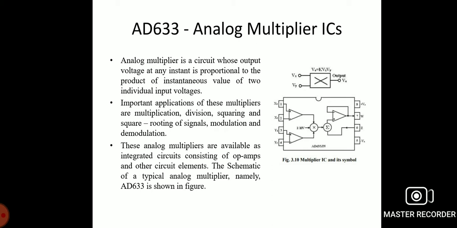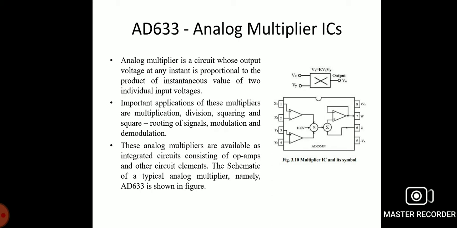Now we can see the operation of AD633. Here is the schematic representation of the analog multiplier. The output V0 is the product of the two inputs Vx and Vy, divided by a reference voltage V reference. Normally the reference voltage V reference is internally set to 10 volt. Therefore V0 is equal to Vx Vy divided by 10.